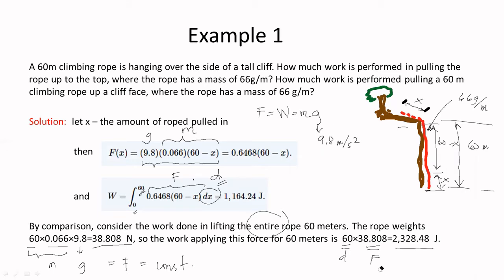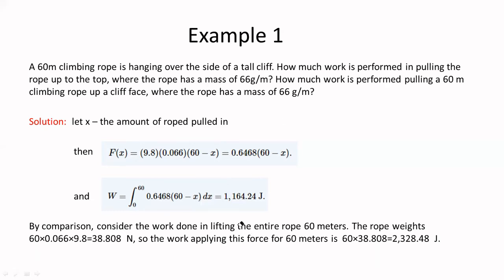So there's greater force, there's greater work done in lifting the entire 60-meter rope up a 60-meter high cliff, rather than pulling it slowly up the cliff. Okay, so this is work in which the force being applied is variable. So let's clear our markings. Let's go to our next example.